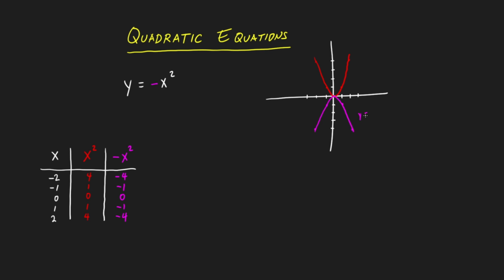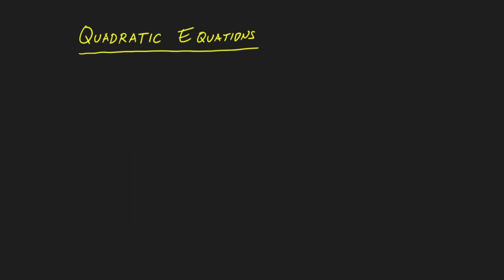So this is y is equal to minus x squared. So that's what it does. So that is what the negative sign does. It just flips your original function upside down. Okay, so the example that I showed you guys before was easy. It's just y is equal to x squared.